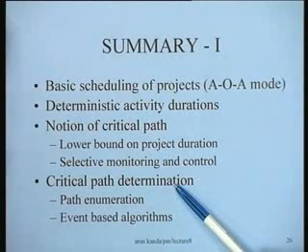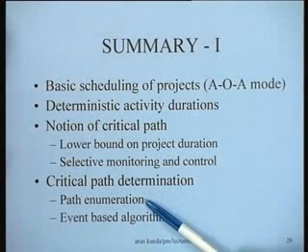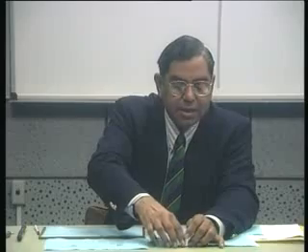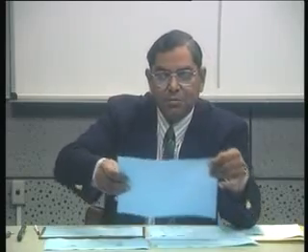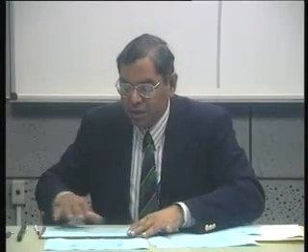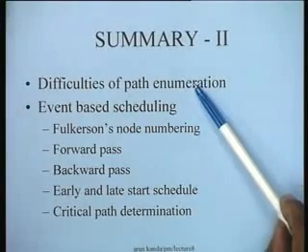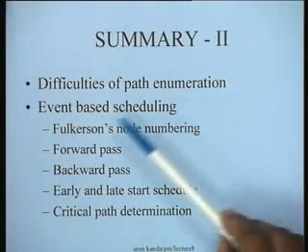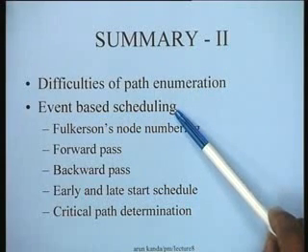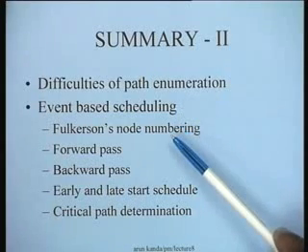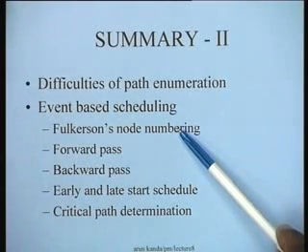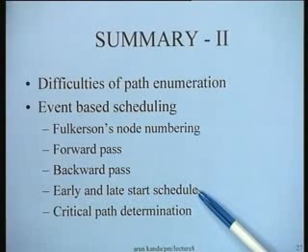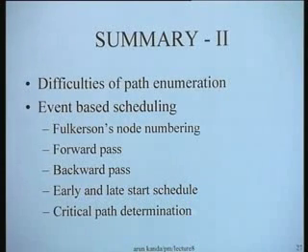We looked at the process of determination of the critical path by using both a path enumeration algorithm and an event-based algorithm, which we illustrated by determining the earliest and latest occurrence times of events. We saw that there were difficulties in the path enumeration algorithm, primarily because there could be a large number of paths and enumerating all the paths is difficult. Therefore, this particular method of determining the schedules was much more efficient. We had these basic steps: Fulkerson's node numbering, doing a forward pass, a backward pass, early and late start schedule determination, then determination of the critical paths.